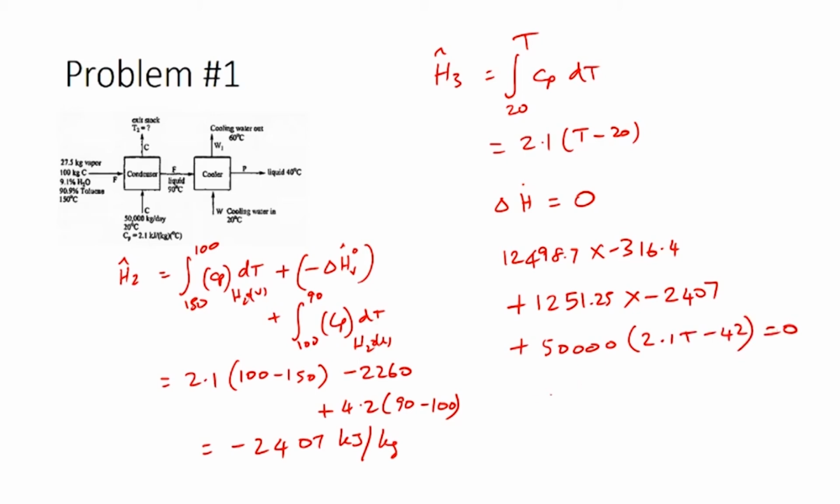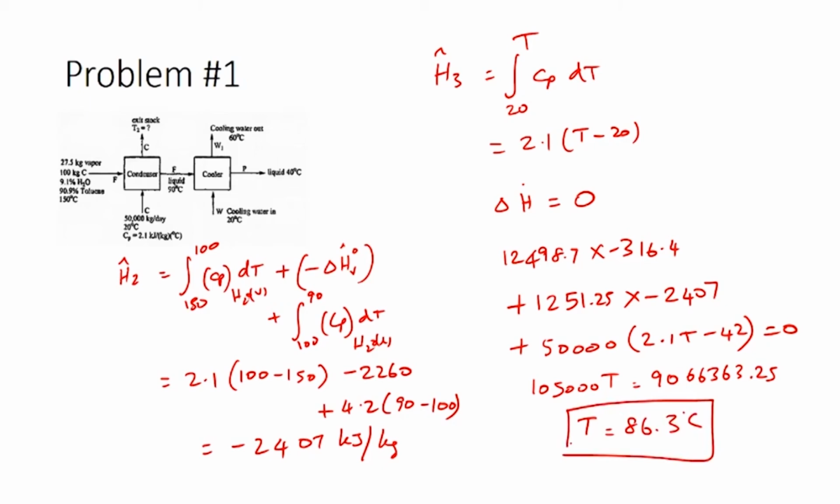This equation will then simplify to form 1,05,000 times T equals 9066363.25. From here temperature T is calculated as 86.3 degrees Celsius. So, the coolant is heated from 20 degrees Celsius to 86.3 degrees Celsius, so that the vapor which is coming in at 150 degrees Celsius can be cooled to form a condensed liquid at 90 degrees Celsius.